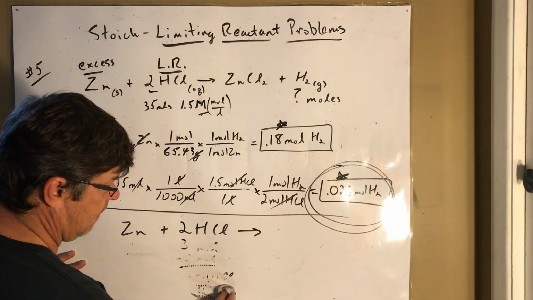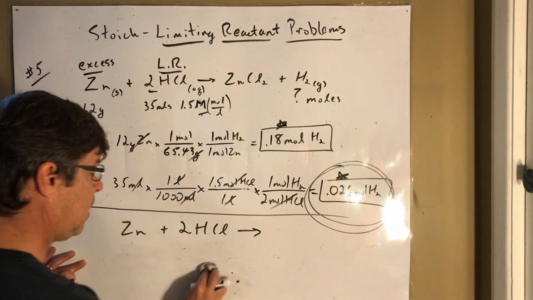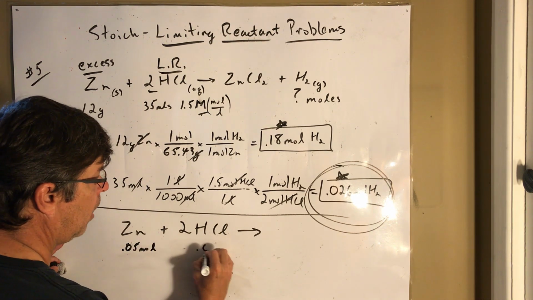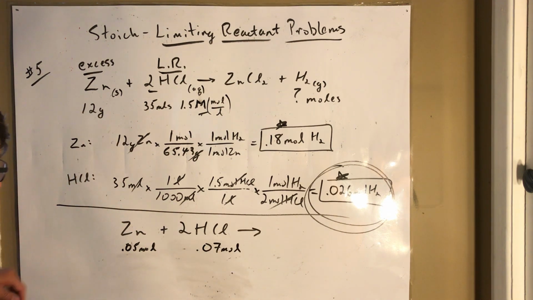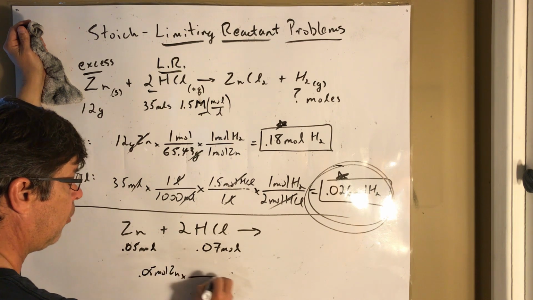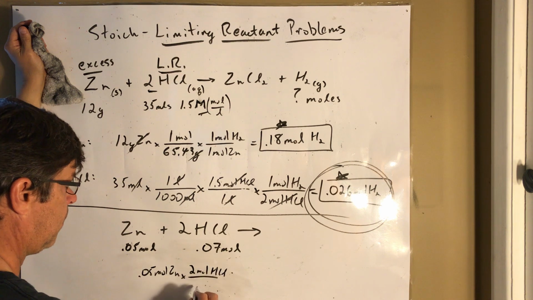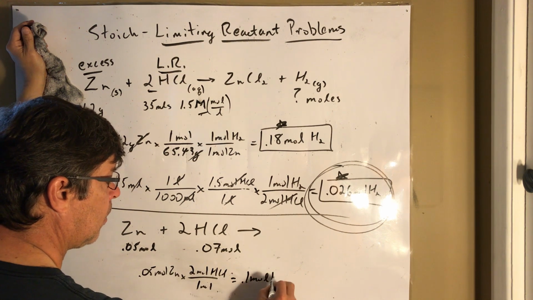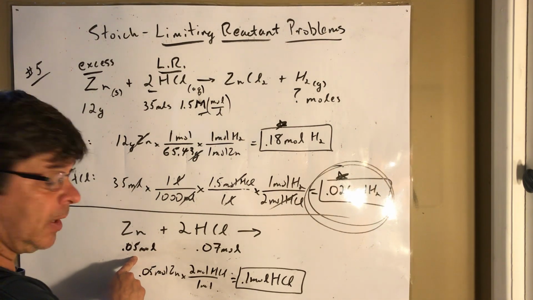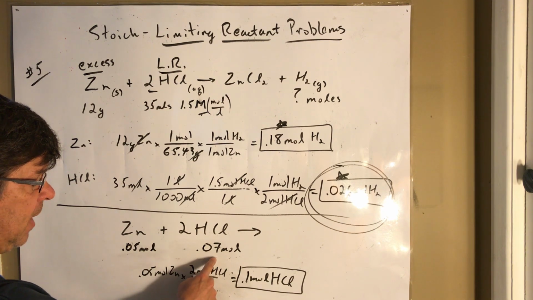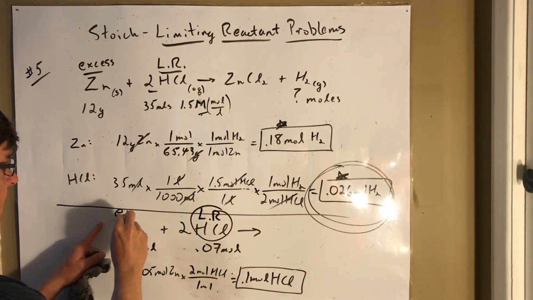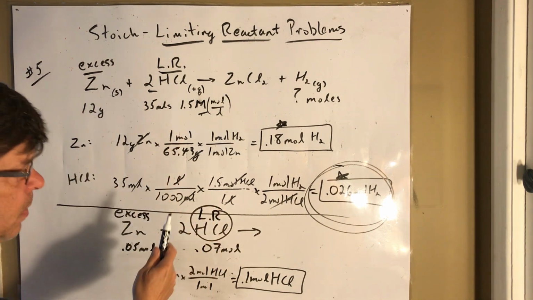Let's look at another. Let's say we have 0.05 moles of this and 0.07 moles of this. For every 1 of these, we need 2 of these. So let's take 0.05 moles of zinc and multiply by the mole ratio. It's 2 to 1. So look at this. This is how much hydrochloric acid we would need to react with 0.05 moles of zinc. But we don't have it. So what's that mean? In this case, this is the limiting reactant, and this then would be in excess. That's similar to what happened up here.